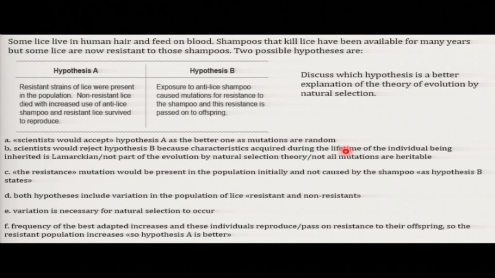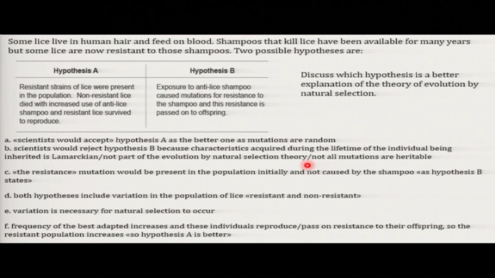The scientists would go for hypothesis A because mutations are random, yes. So they are not predetermined. They happen anywhere, anytime, boom. And would reject B, reason being, acquired characteristics during a lifetime of an individual are not heritable. Okay? They are not part of evolution by natural selection. And they also say, you know what? It is also possible that these mutations that do take place, not all of them are heritable.